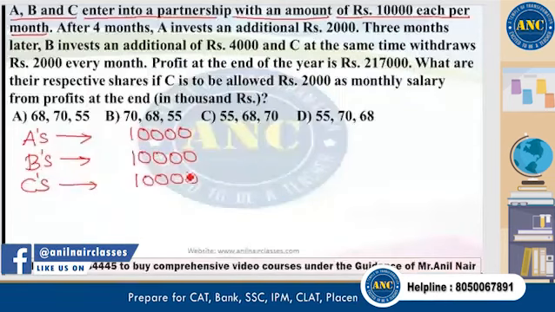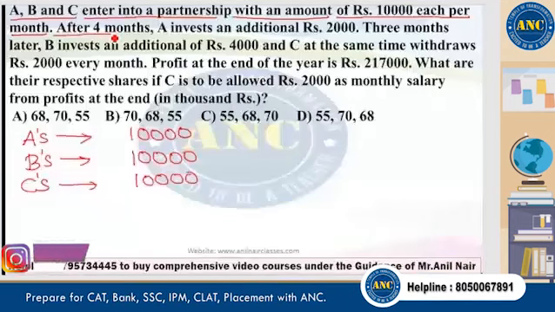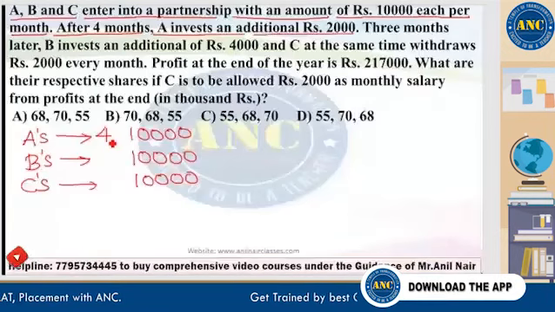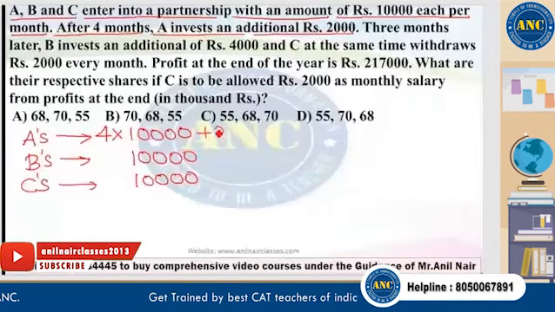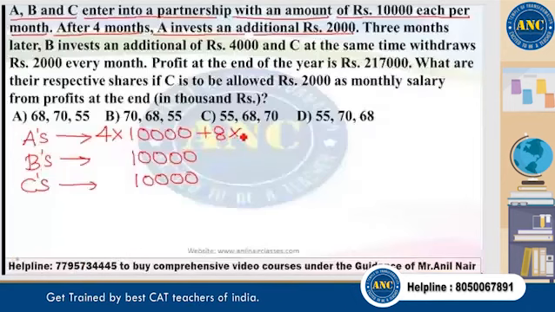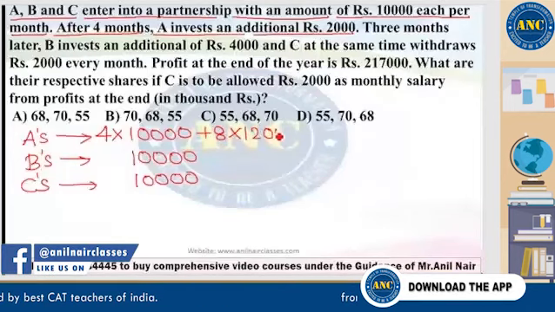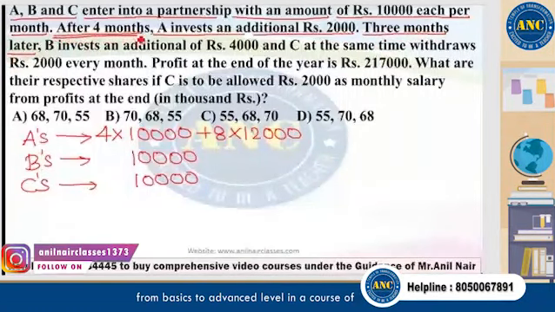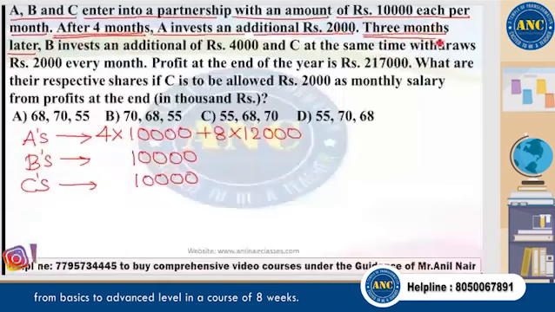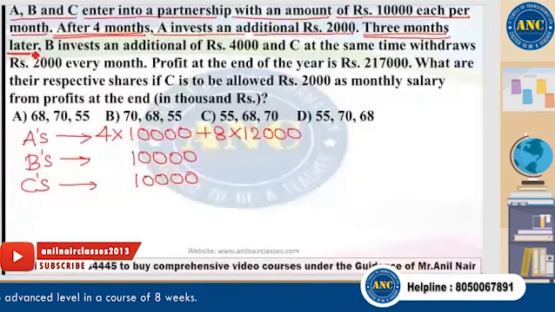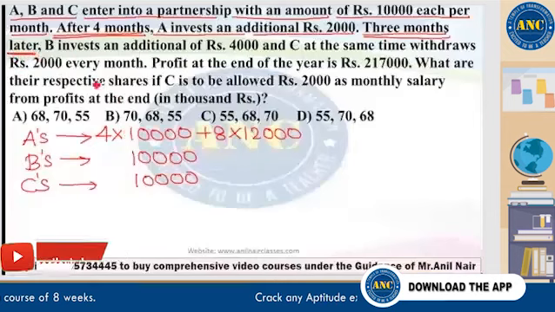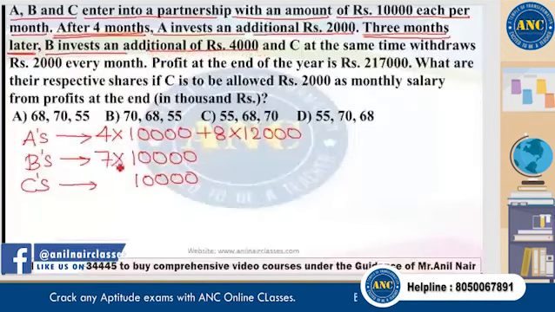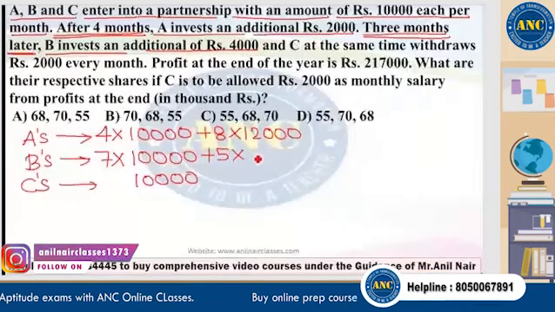Read the second statement. After 4 months, A invests an additional 2,000. That means only for the first 4 months he invested 10,000. For the remaining 8 months, he is investing an additional 2,000. Totally he is investing 12,000 rupees. Three months later, that means after 4 months and again 3 months later, after 7 months, B invests an additional 4,000. That means for the first 7 months it is 10,000, and for the remaining 5 months it is 4,000 extra.